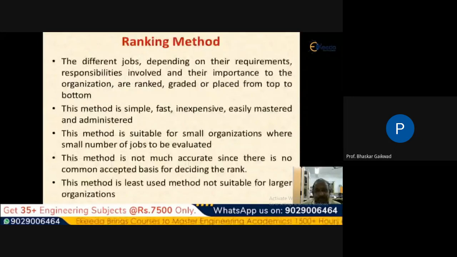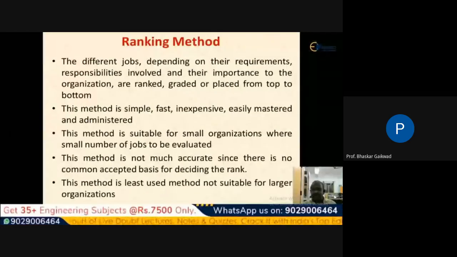So what is the ranking method? It's very simple. The different jobs, depending on their requirements, responsibilities involved, and importance to the organization, are ranked, graded and placed from top to bottom. It's like giving a rank for the highest total number. In college days or school days, you are awarded first rank, second rank based on the marks that you got in the exams. So here also, the different jobs are ranked based on various factors like the responsibilities involved and the requirements.